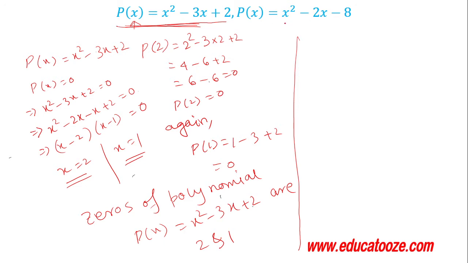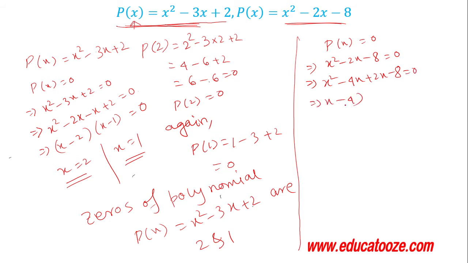Now let us see this example. P of x equal to x square minus 2x minus 8. What you need to do first step? First step is P of x equal to 0. That means x square minus 2x minus 8 equal to 0. Factorize like previous: x square minus 4x plus 2x minus 8 equal to 0. That means factors we can get (x minus 4) and (x plus 2) equal to 0. That means x equal to 4 or x equal to minus 2.